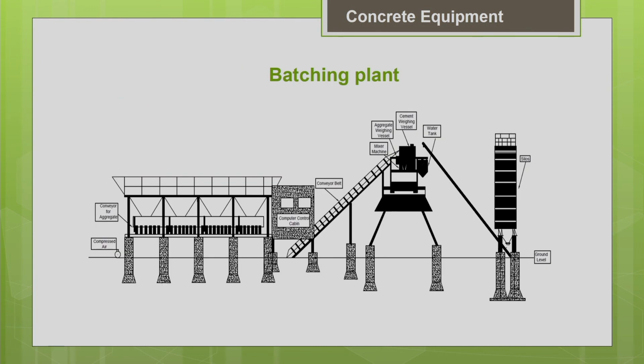So, this picture shows a schematic image of the concrete batching plant. You can see these are the aggregate storage bins, with sloping slides. These are the aggregate storage bins where the aggregates are stored. From here the aggregates will be conveyed by the belt conveyor. The belt conveyor will take it to the concrete mixer machine.